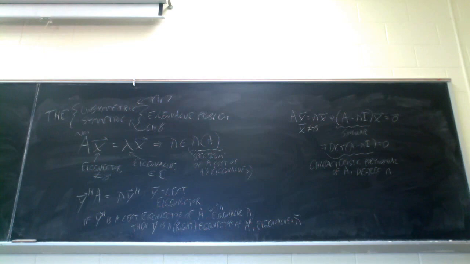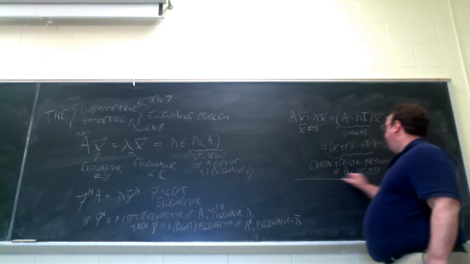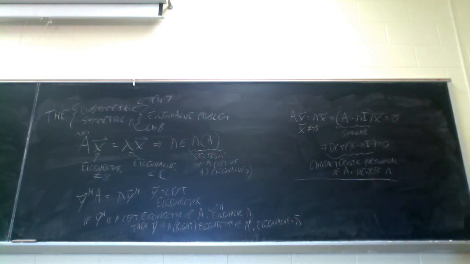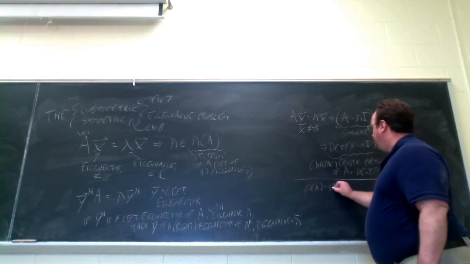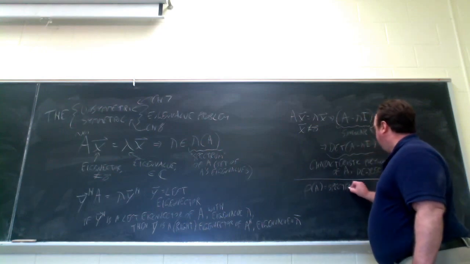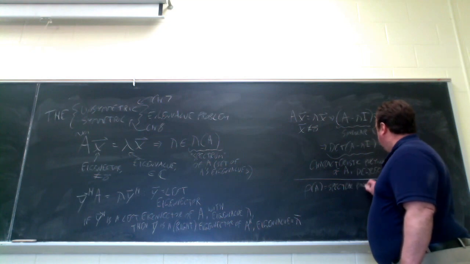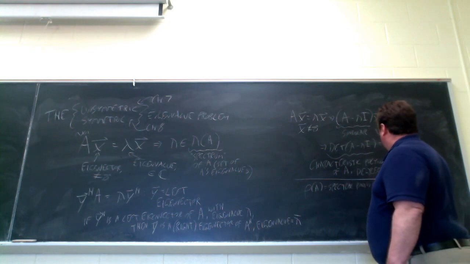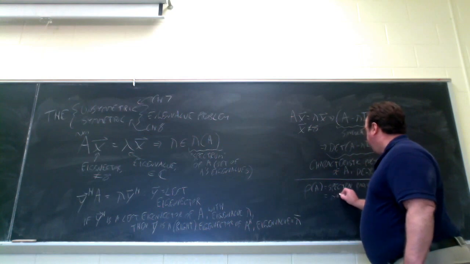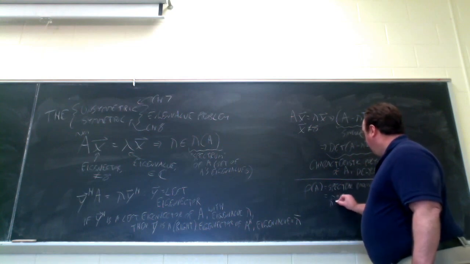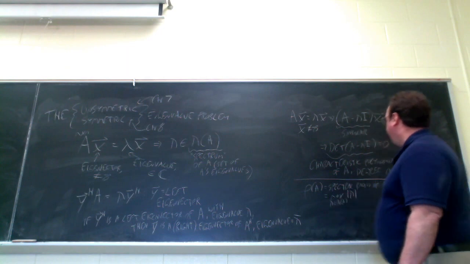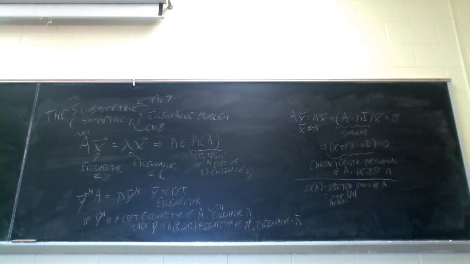Now, a quick review of other terms that I've brought up before. Rho of A is the spectral radius of A, and that is the maximum absolute value of all eigenvalues of A, or complex modulus if need be.